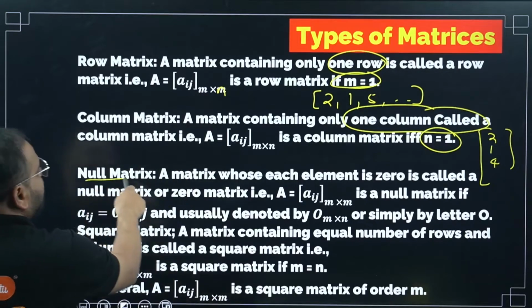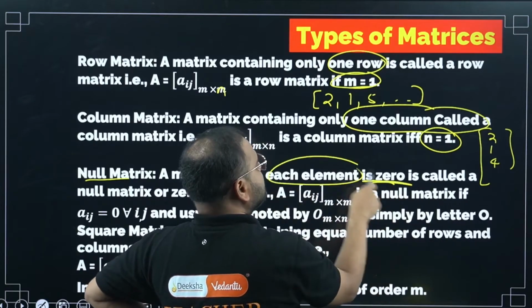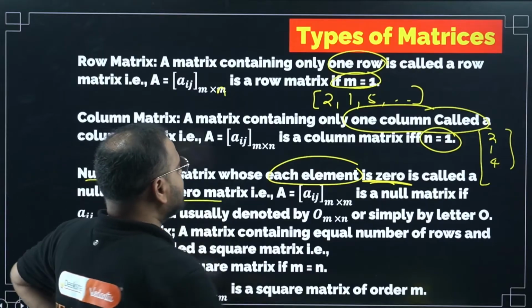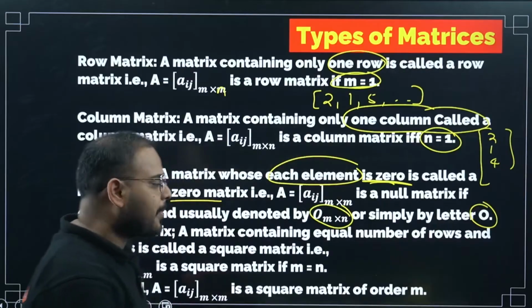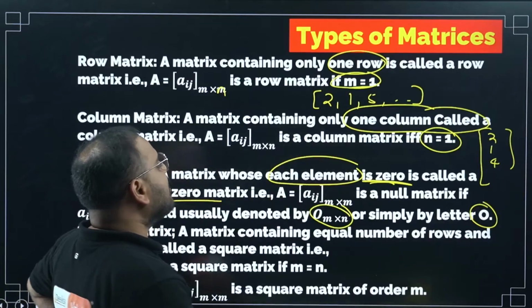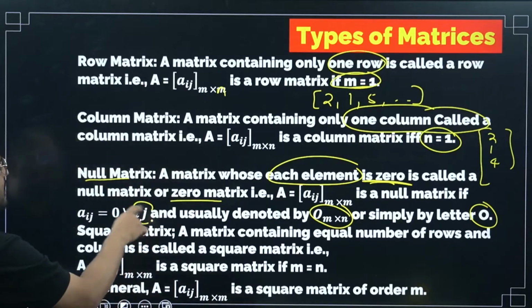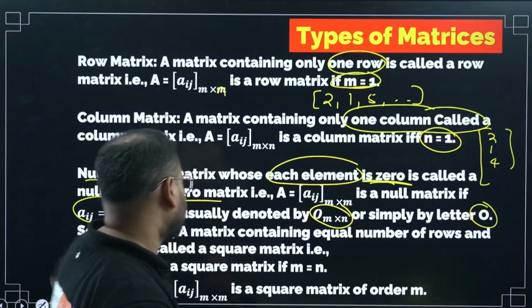Null matrix: a matrix whose each element is 0 is called a null matrix or zero matrix. We write it as either 0 m cross n or simply as 0, your choice. This is a null matrix, which means for any i, j, all these elements are 0 only. Aij is 0, sir.